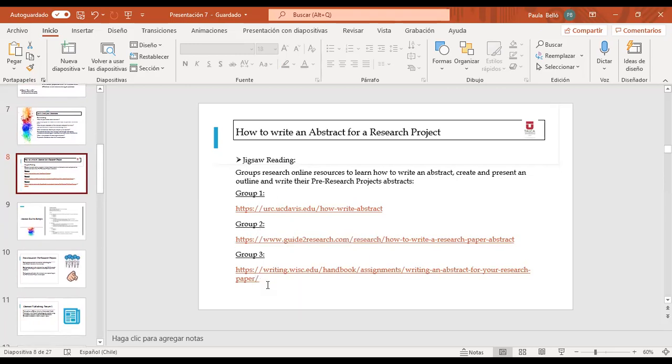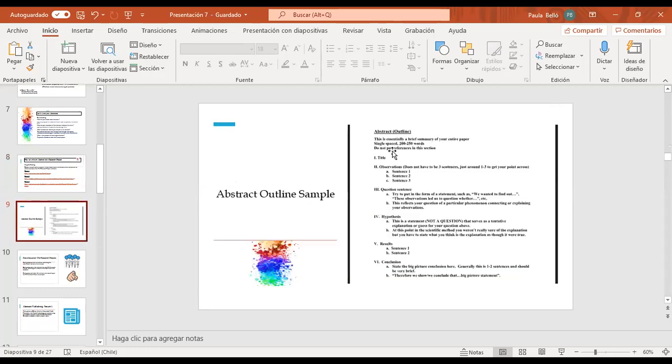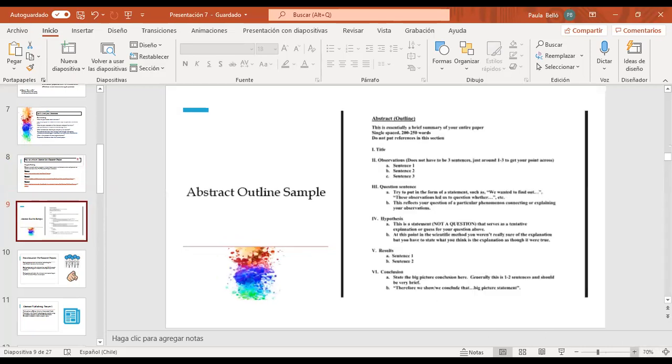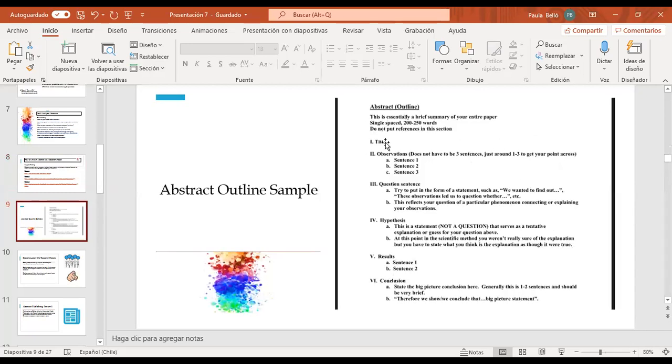So the groups will divide like this. In case we have more groups, well, we will repeat some website, it doesn't matter. The idea is that you search for information and you are able to produce an abstract, an outline. So what can you see in the outline? The outline has sections, yes?